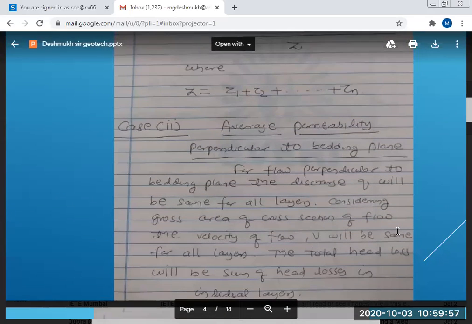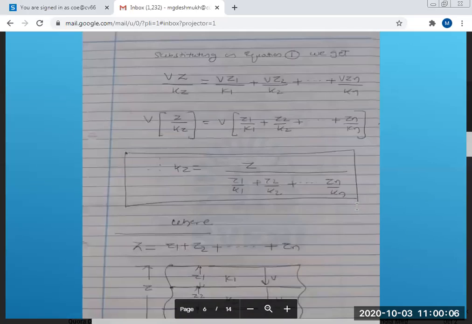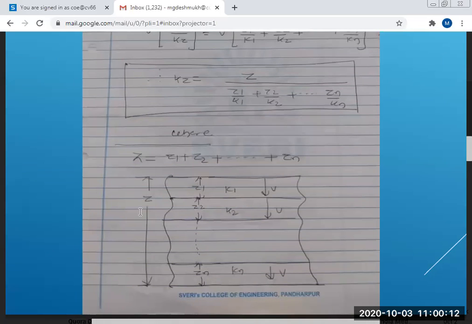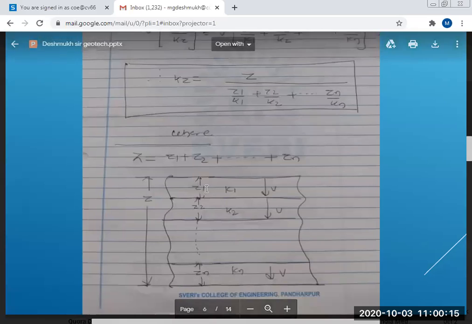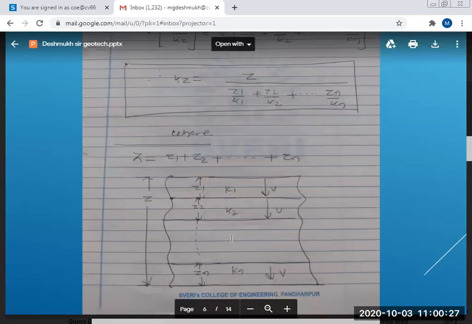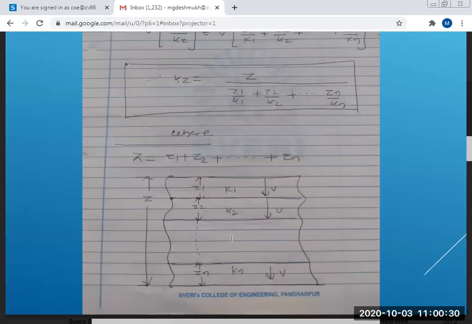Similarly, now we will go for perpendicular. Average permeability perpendicular to the bedding plane. So here the figure is like this. The flow is like this now, perpendicular to these layers. As usual, the first layer is Z1, second layer is Z2 up to Zn, and the coefficients of permeability of different layers are K1, K2 up to Kn. Here velocity is same because discharge is same here.